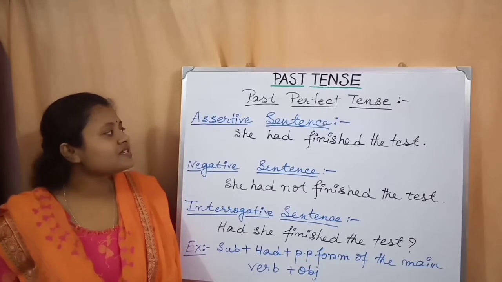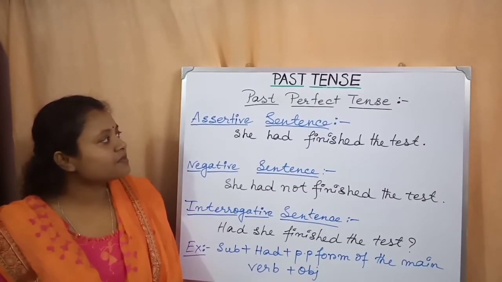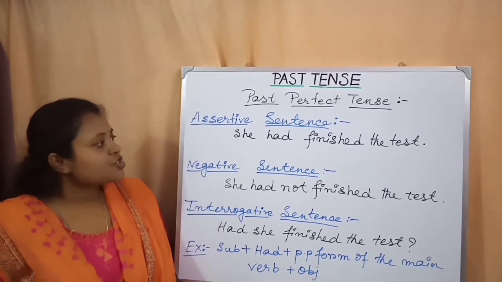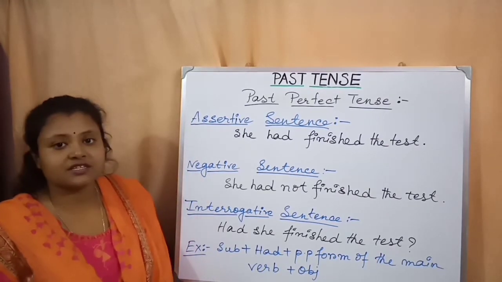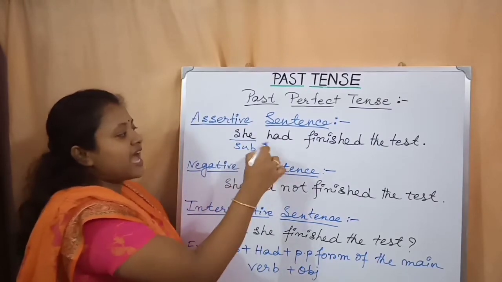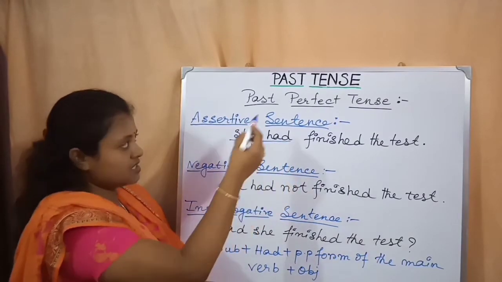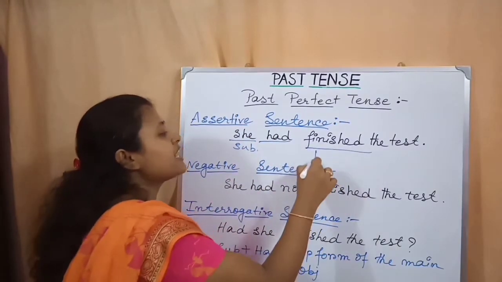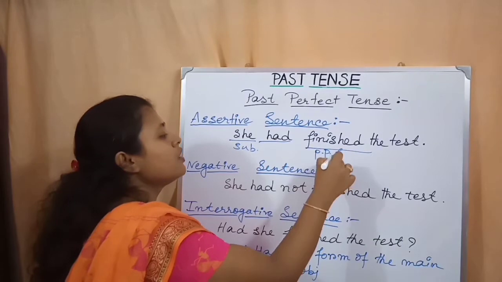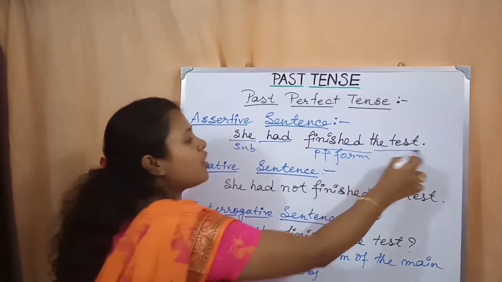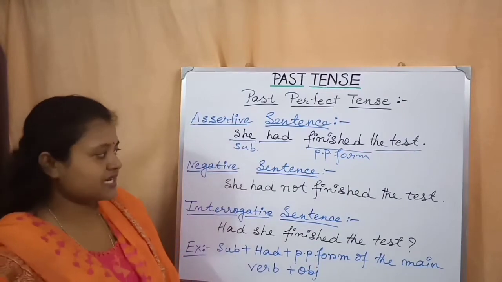So students, let me give you some examples of the past perfect tense in assertive sentence. She had finished the test. Here she is the subject. Had, you have to write because it's obviously in past perfect tense. After that you have to write the PP form of the main verb. Okay, then the object, the remaining part of the sentence.